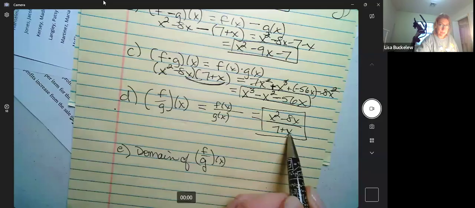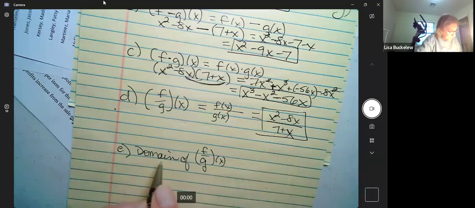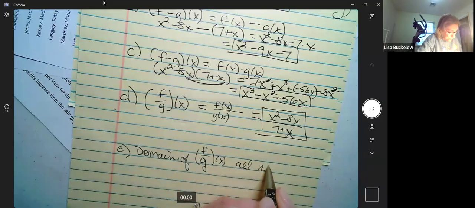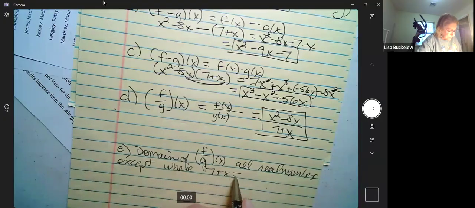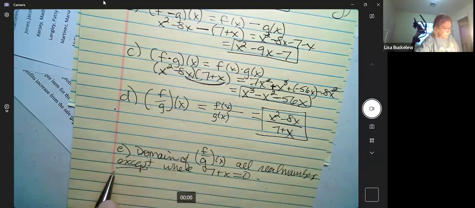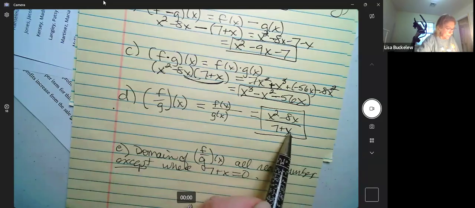So this means we cannot use negative 7, because if I added it to positive 7, that would give me 0 in the denominator. So the domain, I'm just going to write out in words, and then we'll find out a more formal way. All the numbers except where that denominator 7 plus x equals 0. So I can literally plug in any other number I want unless it makes that denominator 0.